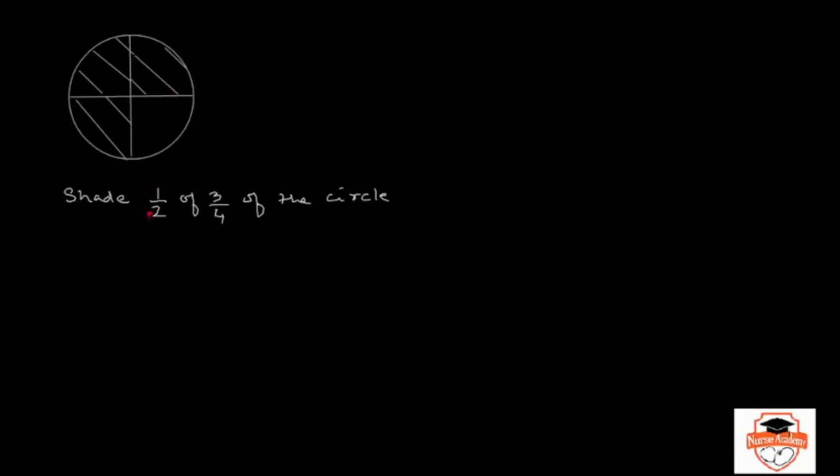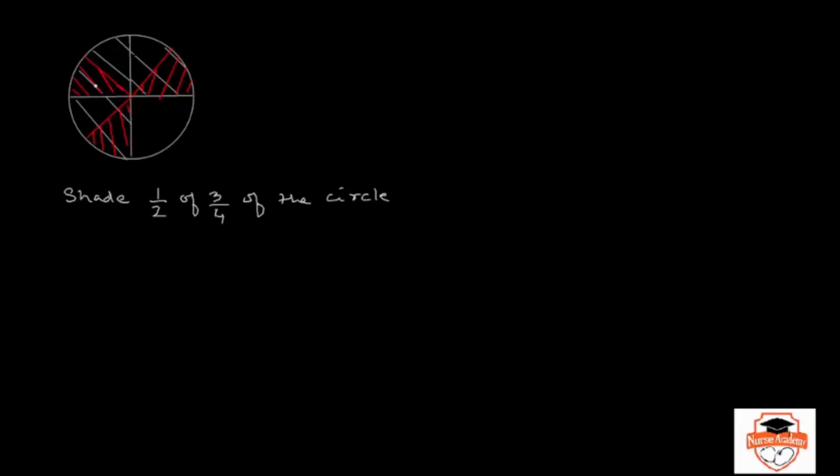And then to get 1/2 of this shaded region, maybe we could split each one of these right through the middle. So this is what I mean. And pick one of these pieces. So you have one from here, right through the middle, and one from here. And this is what we mean by 1/2 of 3/4 of the whole.